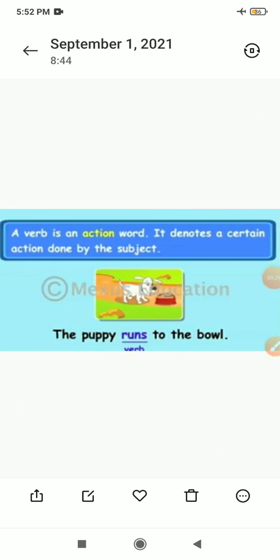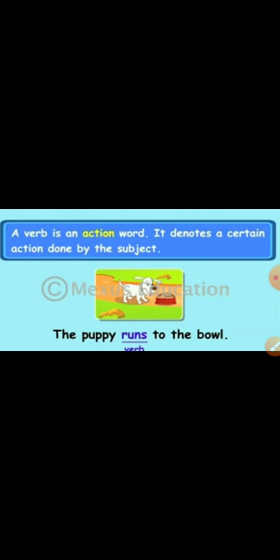A verb is an action word. It denotes a certain action done by the subject. The puppy runs to the bowl. In this sentence, the word runs is a verb because it's an action word. It is done by the subject.